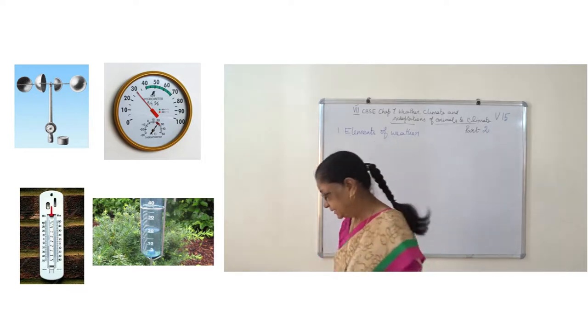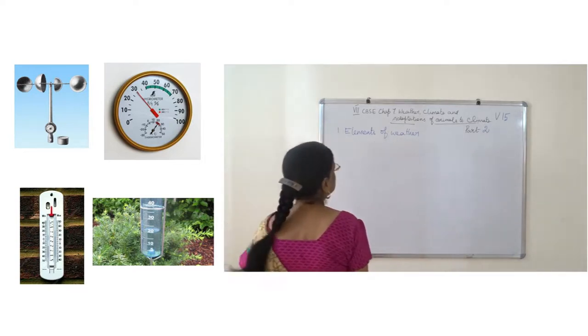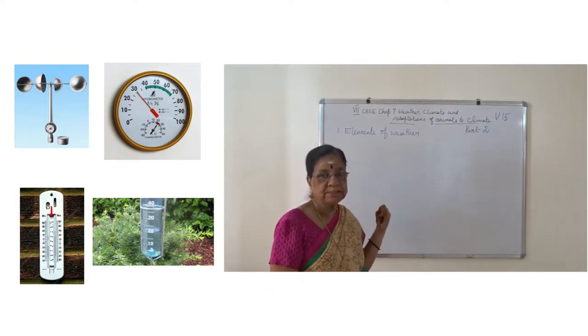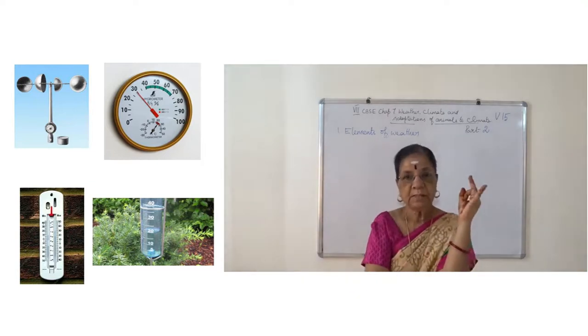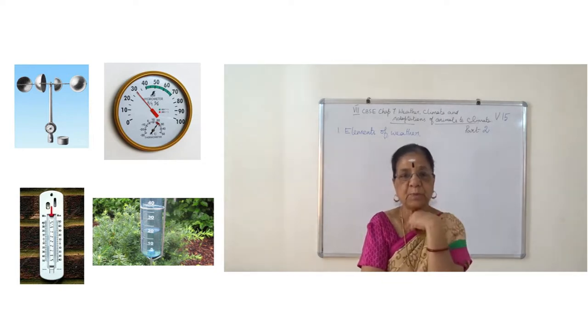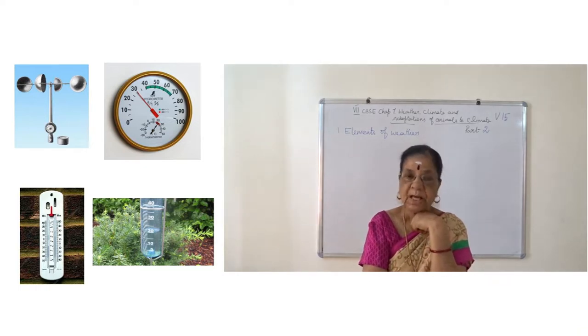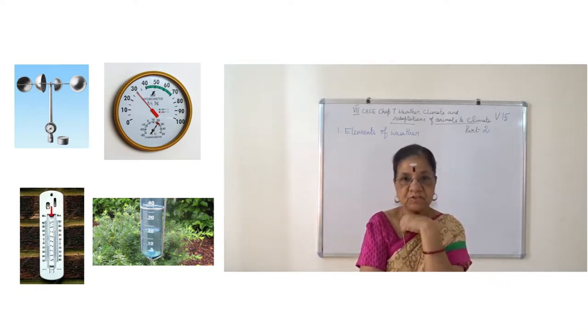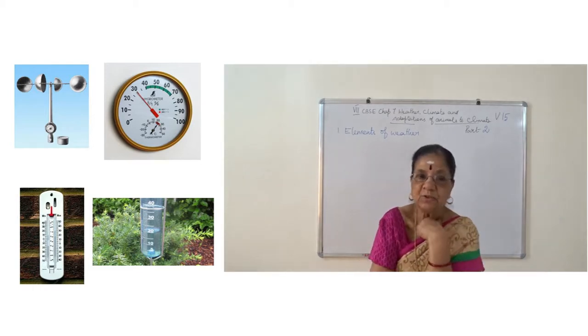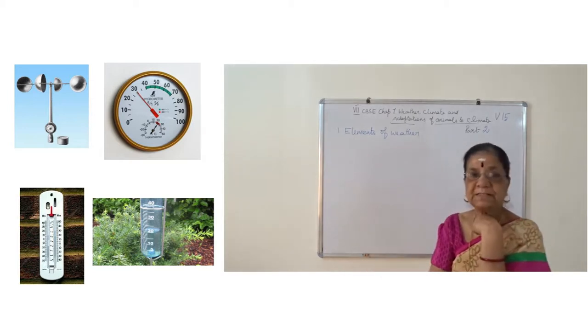So the elements of weather: temperature is measured by the maximum minimum thermometer, rainfall by the rain gauge, humidity, the moisture content in the atmosphere, is found by the hygrometer, and wind speed is measured through the anemometer. These 4 pictures you will now see in our video. With that you will identify and understand easily.